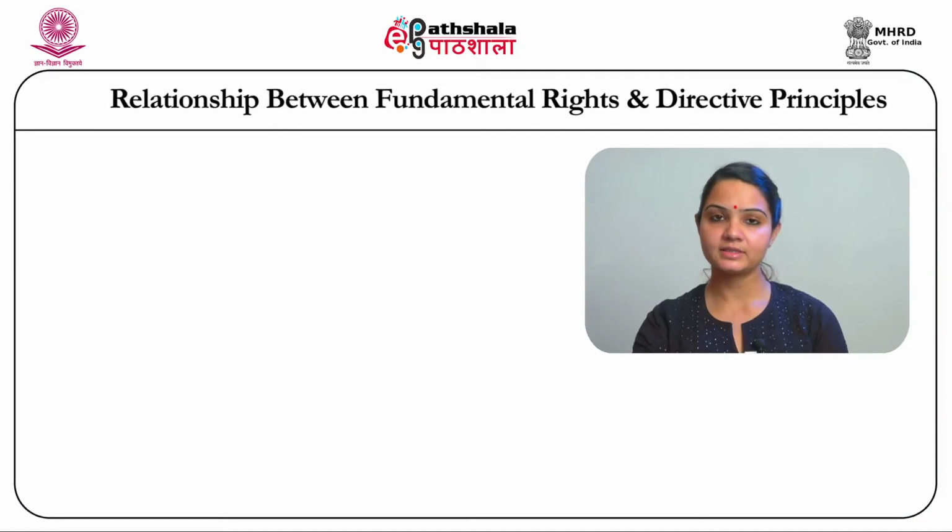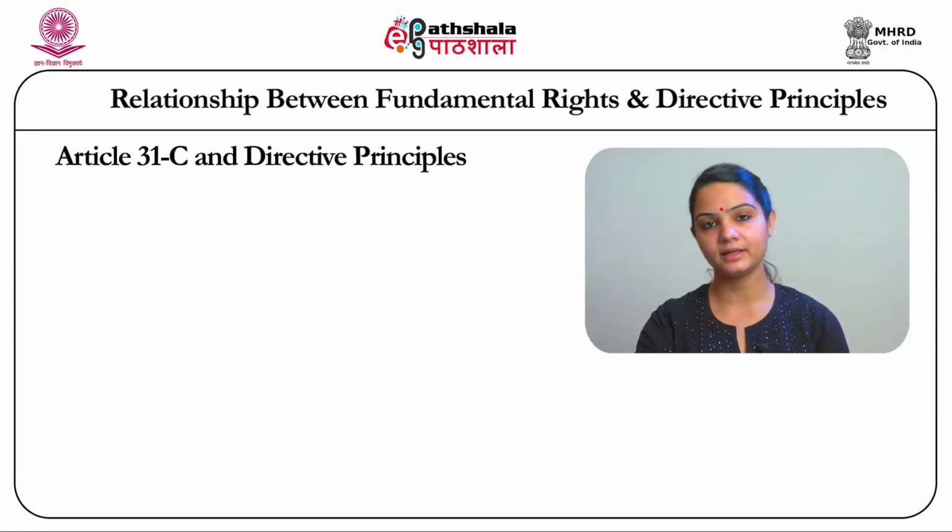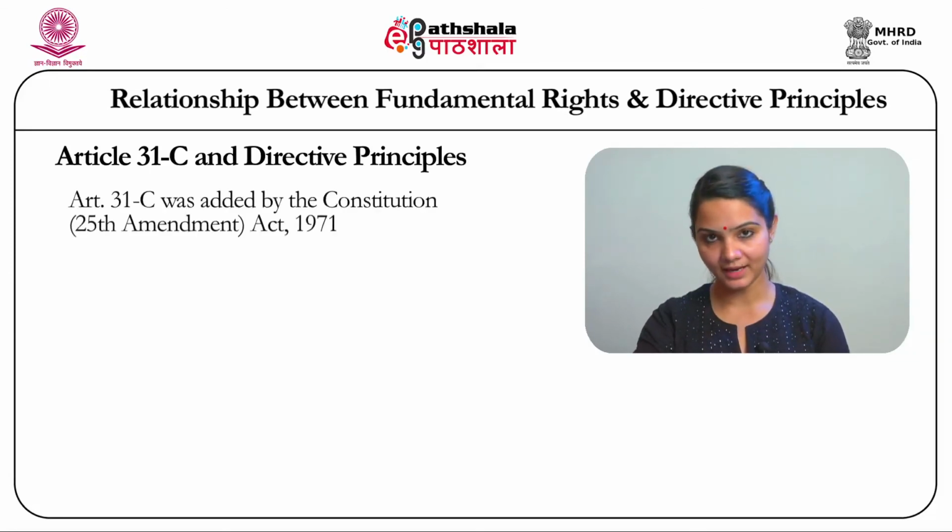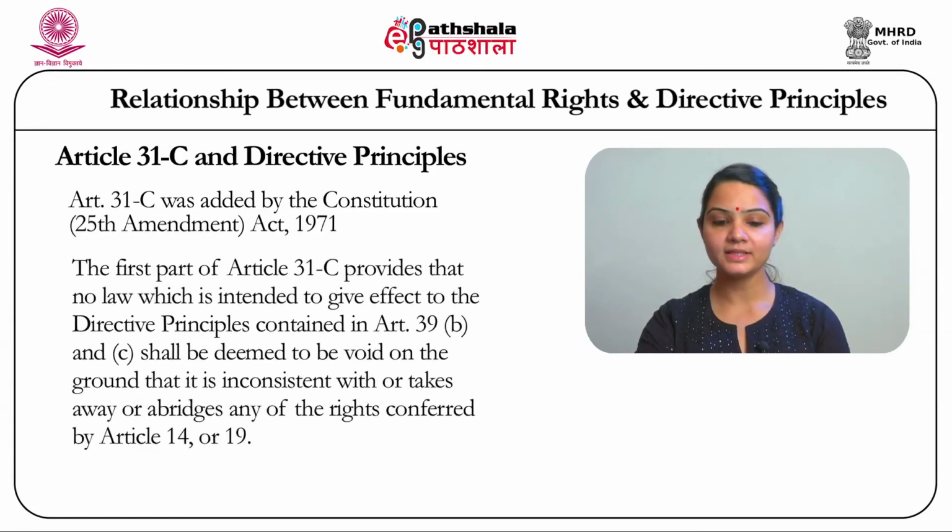The next topic that we will discuss is Article 31C and the directive principles. What does Article 31C say? Now, this article was added by the 25th Amendment Act 1971. The article has considerably enhanced the importance of the directive principles. Under Article 31C, the first part provides that no law which is intended to give effect to the directive principles contained in Article 39B and C shall be deemed to be void on the ground that it is inconsistent with or takes away or abridges any of the rights conferred by Article 14 or 19.